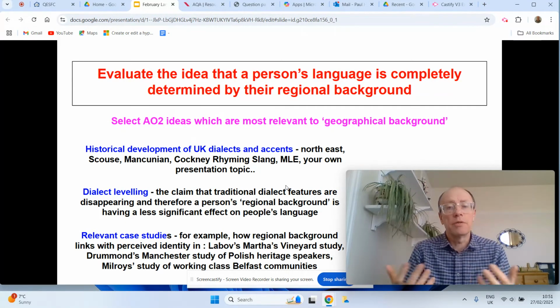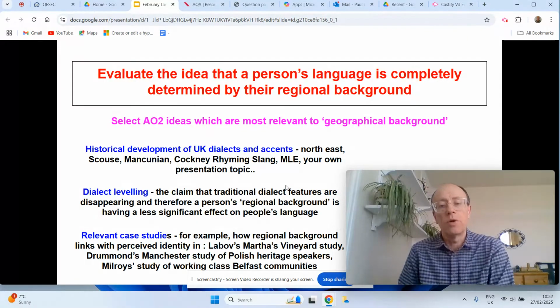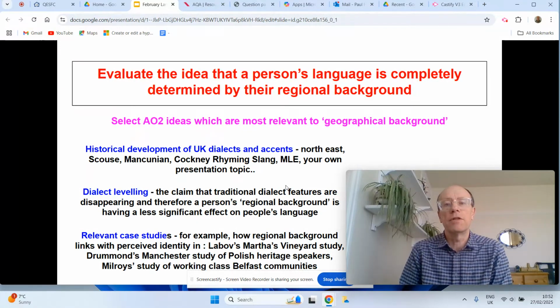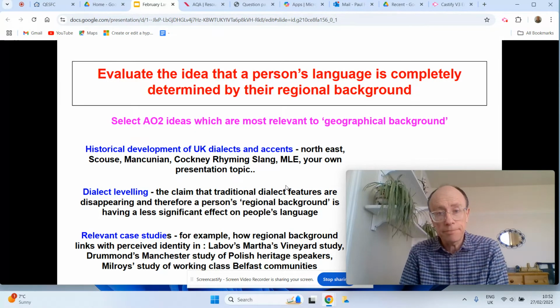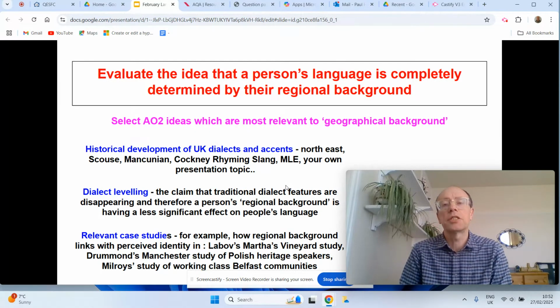And then you'd want to throw in your relevant case studies, which are to do with identity, because regional background doesn't just work in isolation, it links in with people's perceptions about their identity. Take William Labov's Martha's Vineyard study. I know, a very old study from the 1960s, and one of the evaluations that you would make of it is that perhaps this is too dated now to be given validity here in the 21st century.